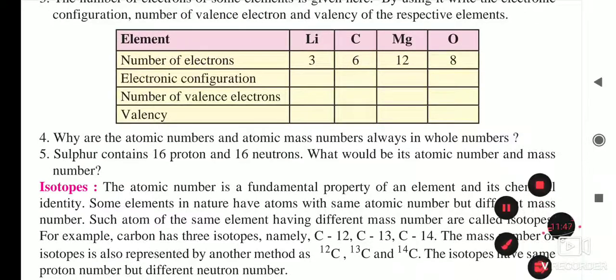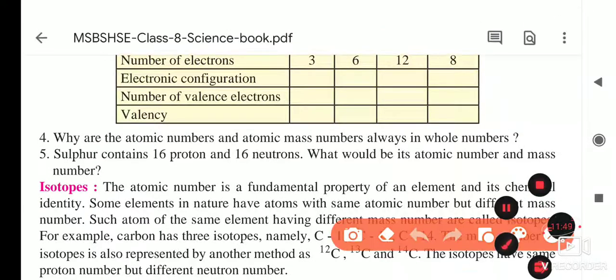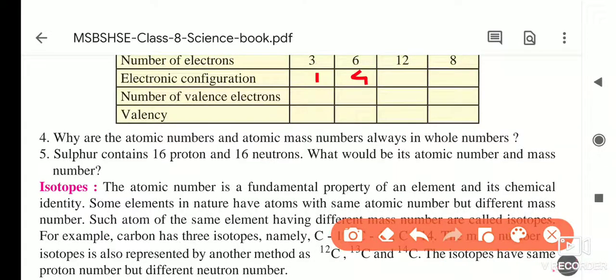If you see here in the table, here 1 was there, here 4 was there. And the electronic configuration here is 2, 4, here 2, 8, 2, and here 2 and 6. So the number of valence electrons is 1, 1, here 4, 4, here 2, 2, and here it is 2, 6. 2, 6 means it has 6 valence electrons and valency is 2. So this is the chart.